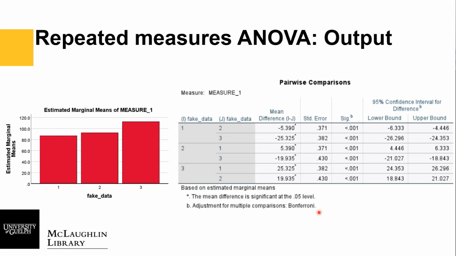On this table, we've asked for a Bonferroni correction. This is for multiple comparisons. Anytime you do multiple tests, you have a chance of making a mistake. We're adding a correction to reduce the chance of us making a mistake. So that's our really quick run through of how to run a repeated measures ANOVA.